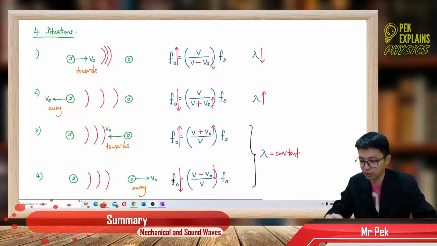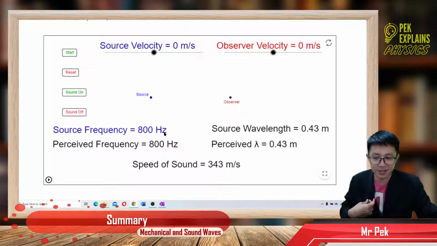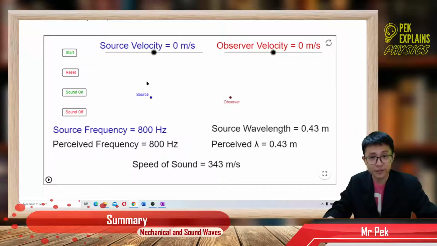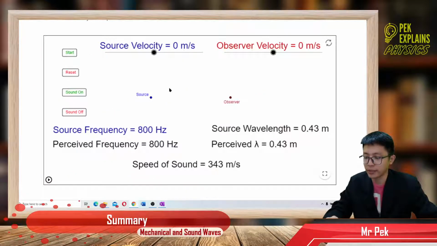Now I show you the simulation. Yeah, this is the simulation with the sound. It's a very special simulation I found for you. I hope you enjoy. Now let's look at the first and second situation. What if the source is moving towards the observer and then moving away from the observer? What will happen to the frequency? And also what will happen to the wavelength? Let's look at the example.